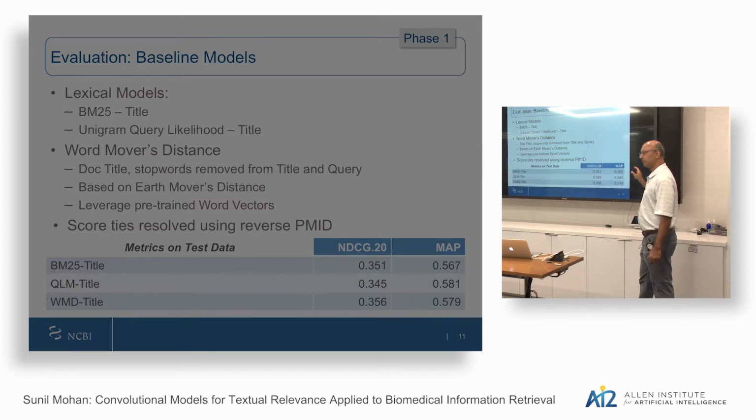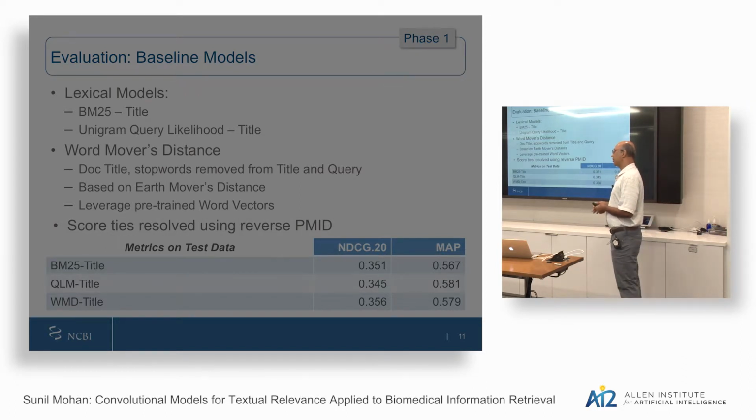So can you explain what the word movers is? Word movers distance? Basically, it's measuring the distance between 2 documents by saying what proportion of each word can be transformed into a word in the other document, and the distance between 2 words being the distance between the 2 word vectors, and it finds the minimum apportionment so that the overall computed distance is the minimum. And the metrics that I'm using are mean average precision and NDCG at rank 20 on the test data.